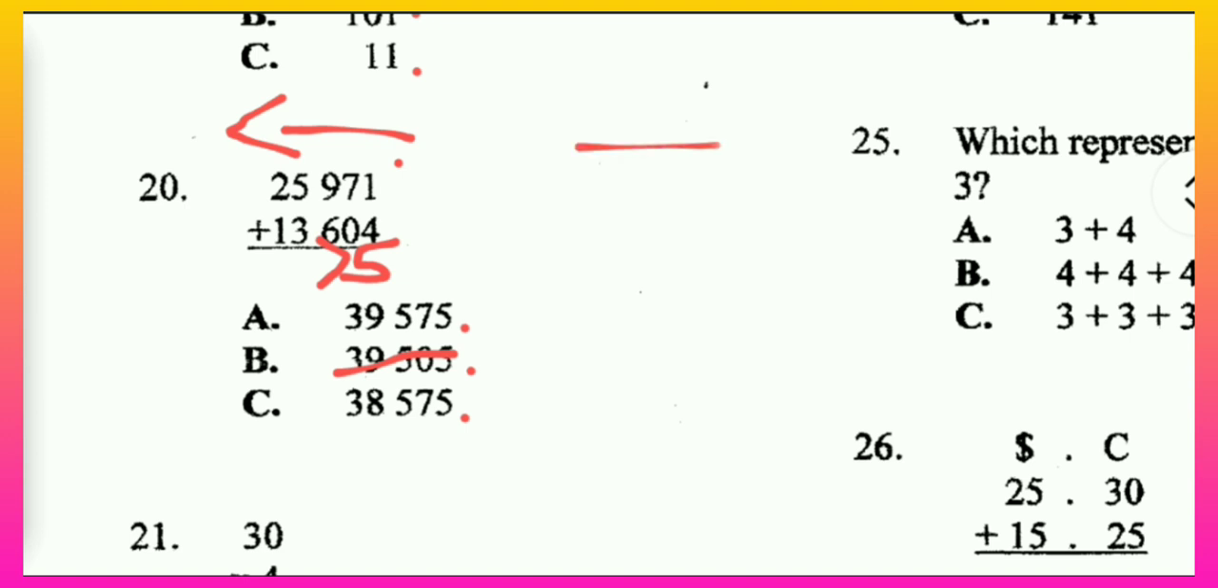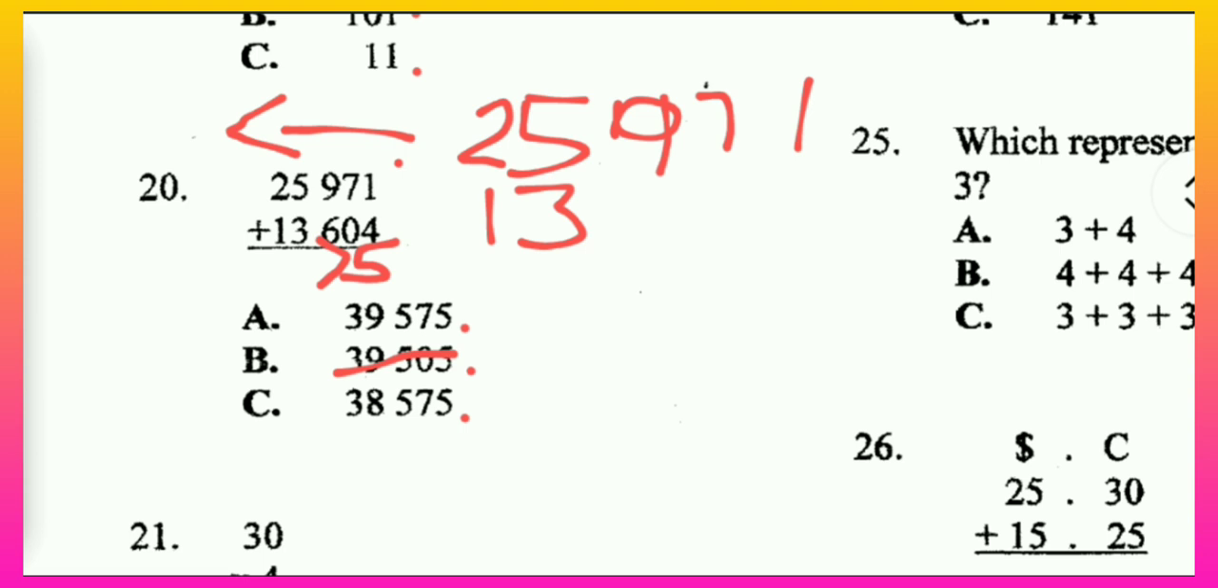Oh God, that's too close, guys. Gonna mix up some people. So let's put it out here and work it. All right, let's set it out for ourselves. 25,971, and we're looking at 13,604. Let's work where we have more space here.